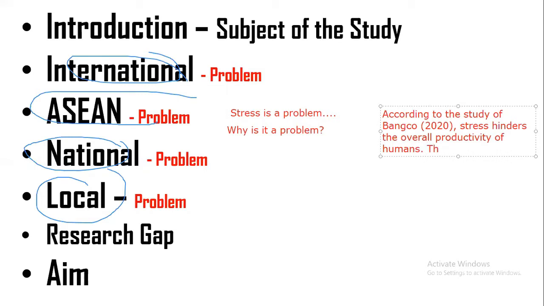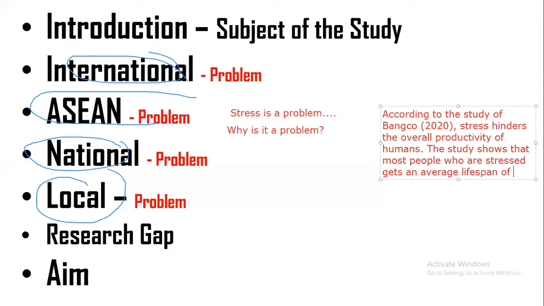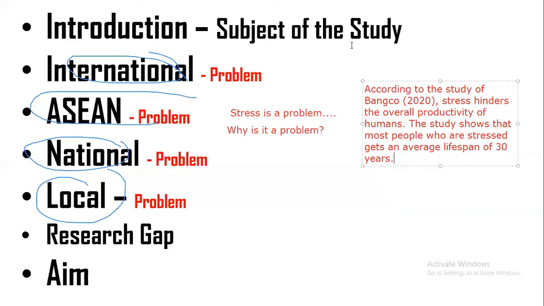Let's say, for example, the study shows that most people who are stressed get an average lifespan of 30 years. Now, 30 years is a very short lifespan, that is. Okay? 30 years. Now, so this becomes now a problem.